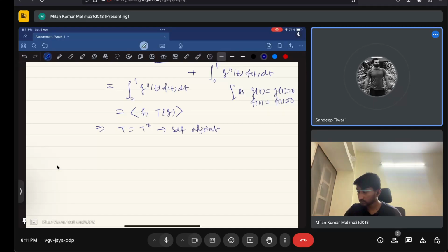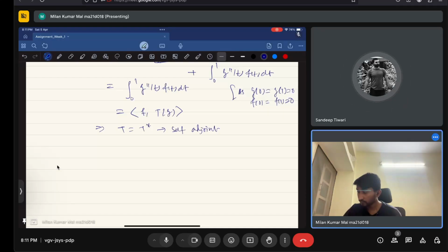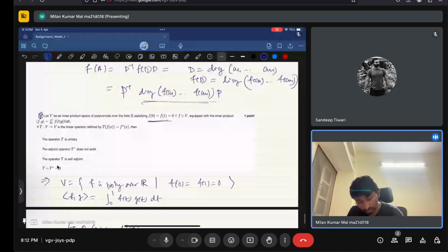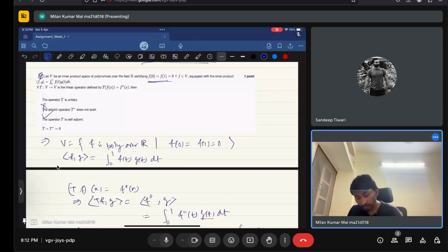Yes, this is correct. So what are the options here? The adjoint of T does not exist: that's false. The operator T is self adjoint: that's true. T plus T star equals 0: that will be false, because T is self adjoint, so T plus T star equals 2T, which would mean T is 0. That is not true.